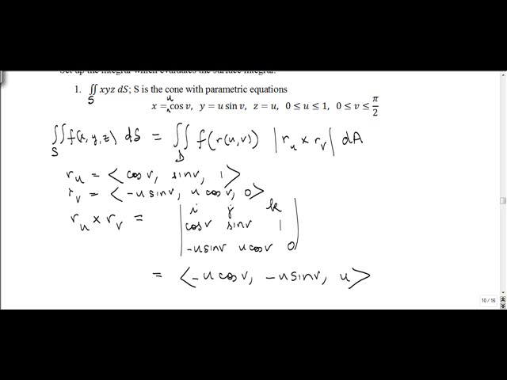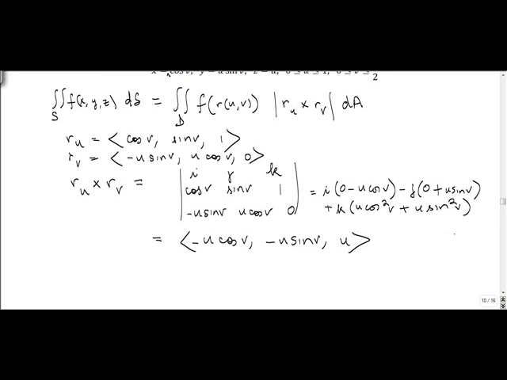I got a negative. Did you put a minus j? Are you doing it from scratch? So let's do it from scratch here. So that is i times 0 minus u cosine v. Did you put a minus j? Yeah. So minus j times 0 minus u sine v times 1, so that's a plus. You see? And I'll just continue. K times u cosine squared v plus u sine squared v.